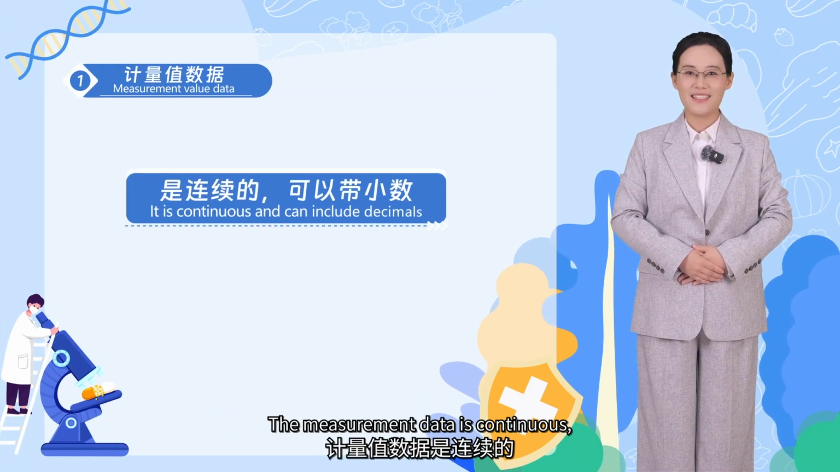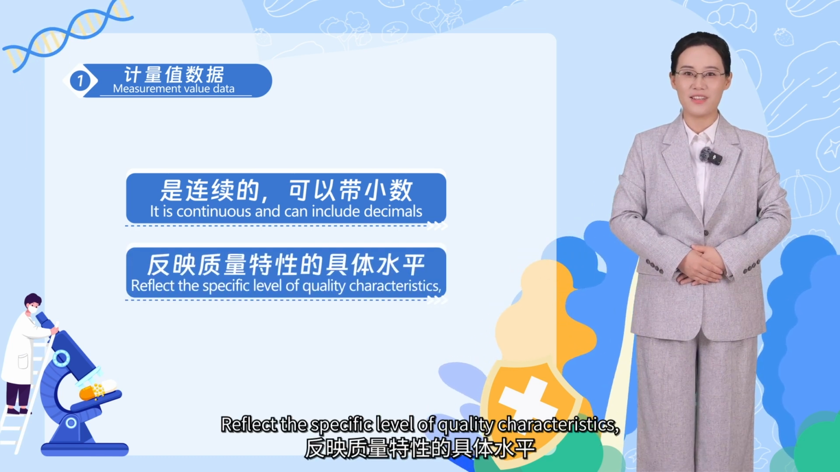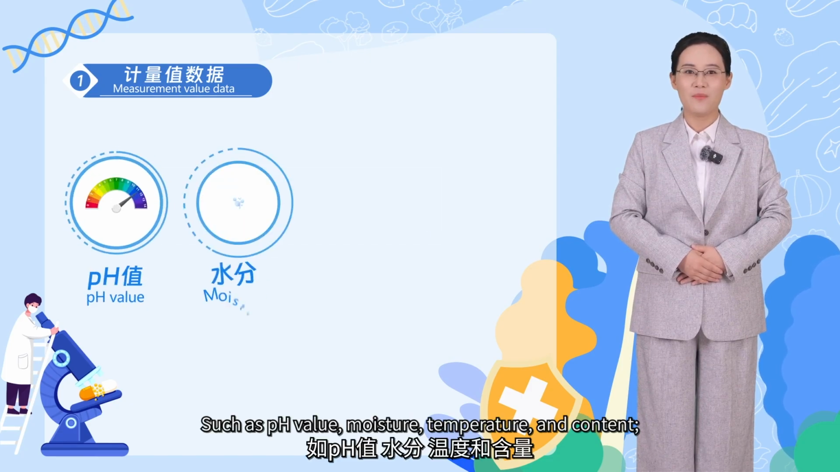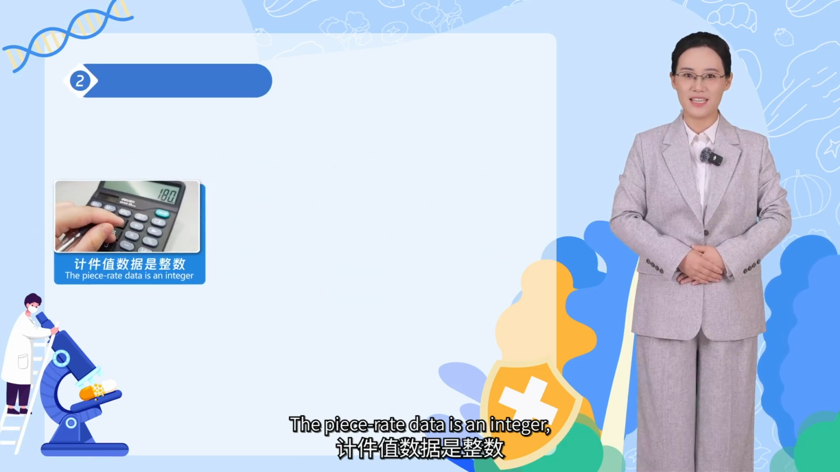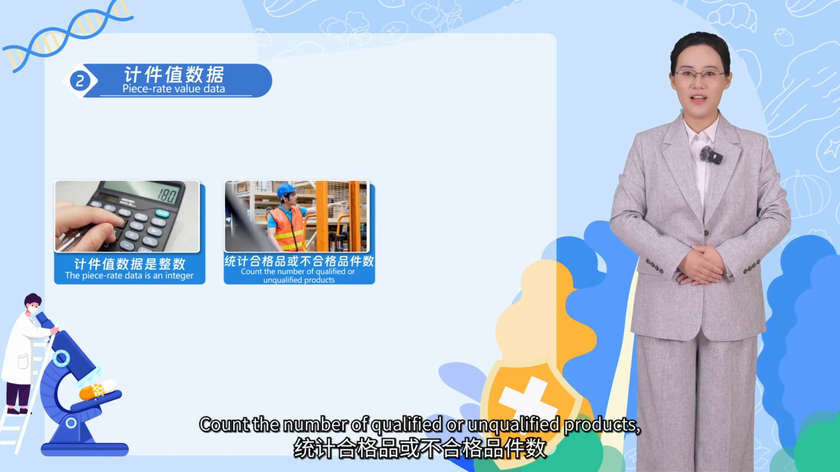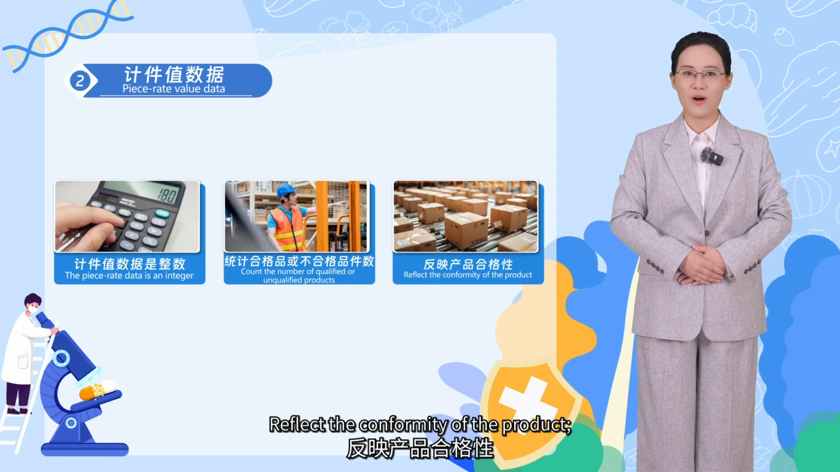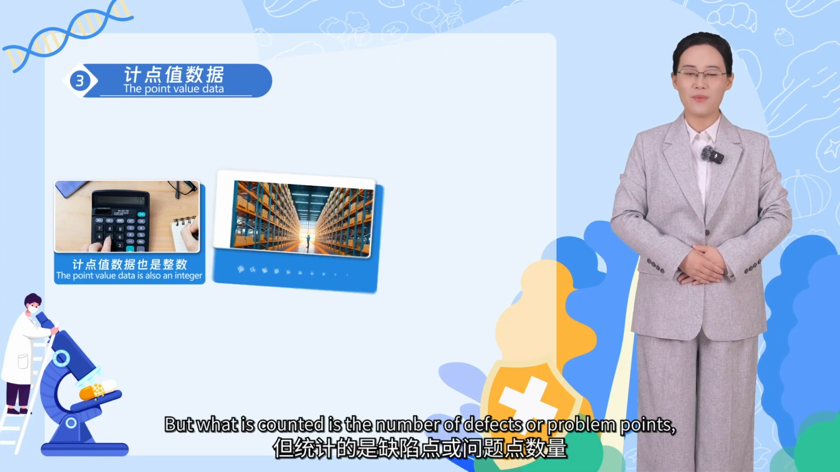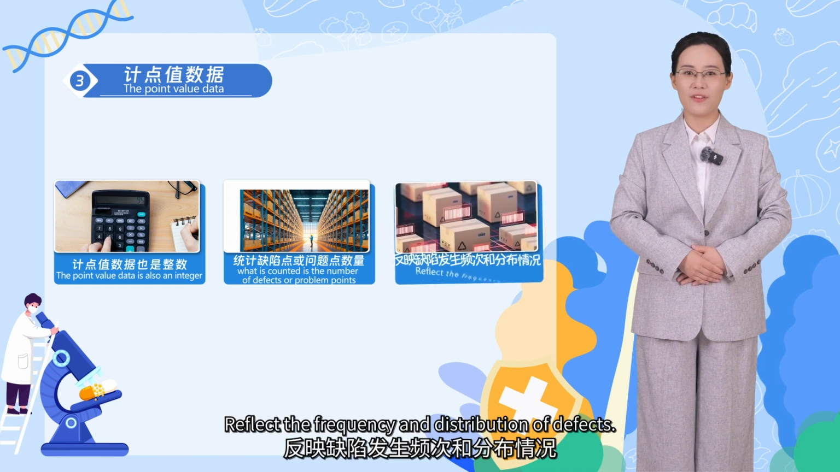The measurement data is continuous. It can include decimals, reflect the specific level of quality characteristics, such as pH value, moisture, temperature, and content. The piece rate data is an integer. Count the number of qualified or unqualified products. Reflects the conformity of the product. The point value data is also an integer. But what is counted is the number of defects or problem points. Reflect the frequency and distribution of defects.